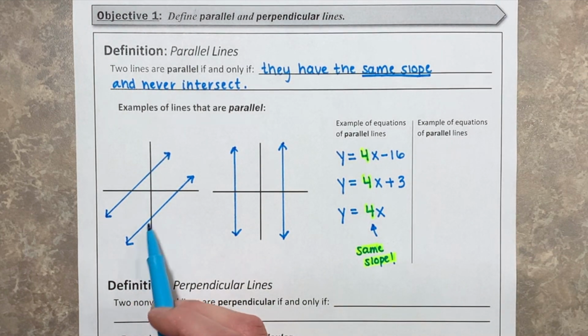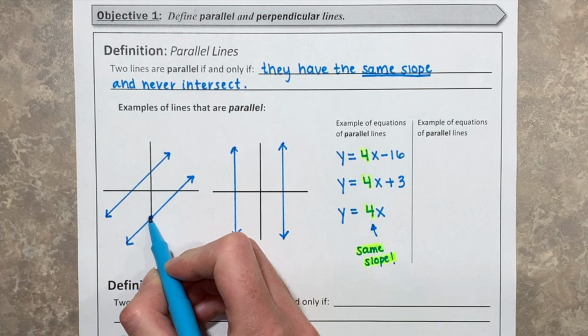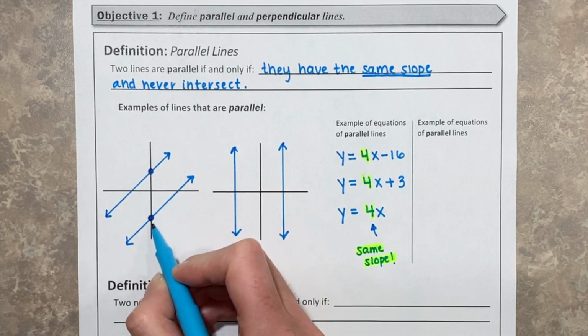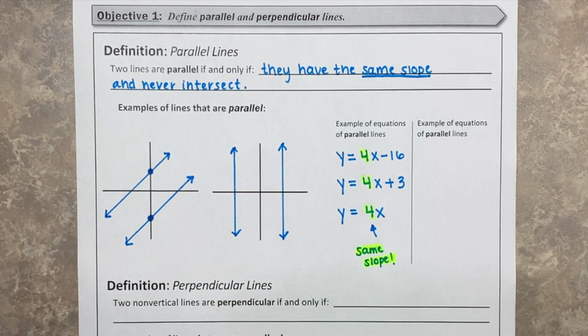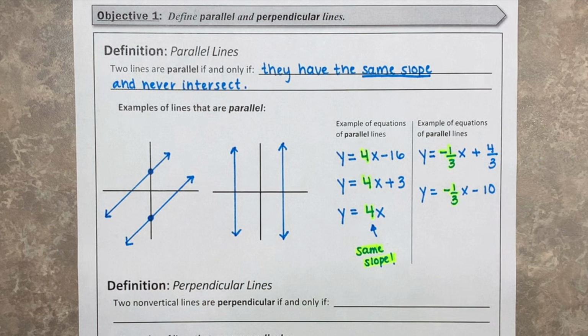These two parallel lines have the same slope, but their y-intercepts are totally different. Here's this y-intercept and here's this y-intercept. Let's take a look at one more example of a set of parallel lines. Again, parallel lines will have the same slope, but they will have different y-intercepts.